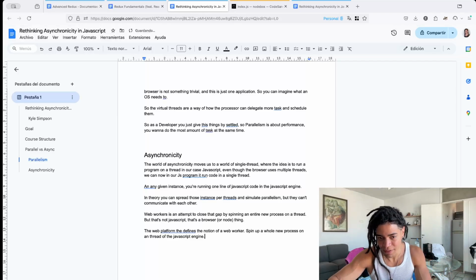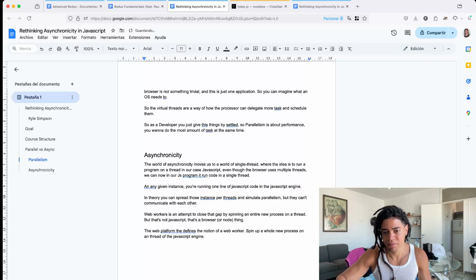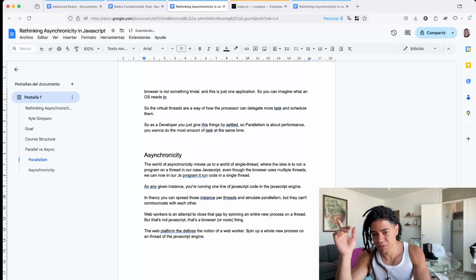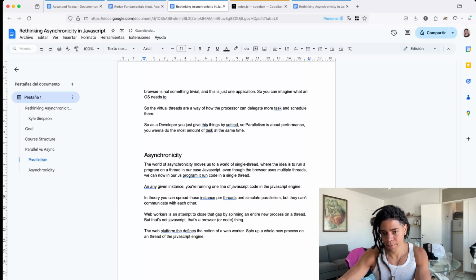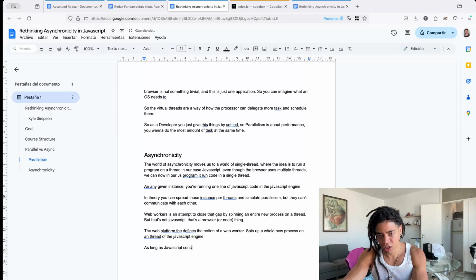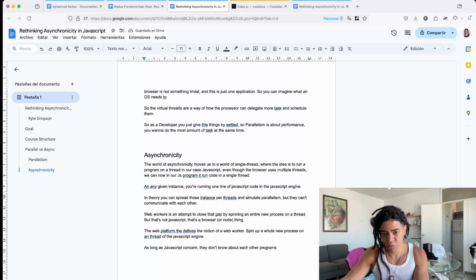Okay. As far as JavaScript is concerned, those two things don't know about each other. They don't have any overlap. They're not sharing variables. So the good news is we don't have to worry about any of that.